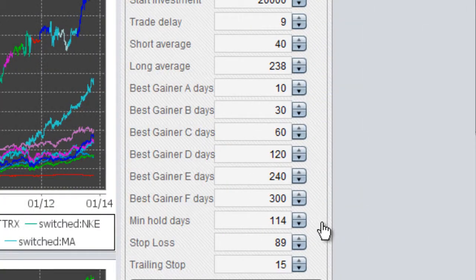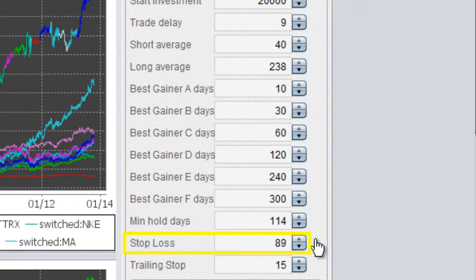Going back to our list of parameters, the next parameter is minimum hold days. The minimum hold days allows you to instruct the strategy, when it makes a decision to purchase a stock, to hold it for a minimum amount of time. So in this case, if our strategy decides to buy Walmart, it will hold it for at least 114 days. Without this parameter, the strategy might trade too often. So instead of every 3 months or so, you might be trading every couple weeks, and that's more than most people want to trade.